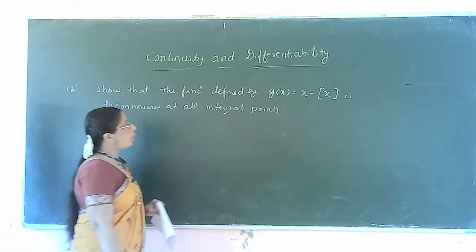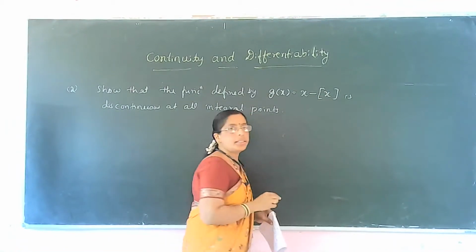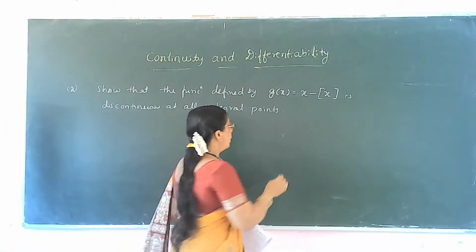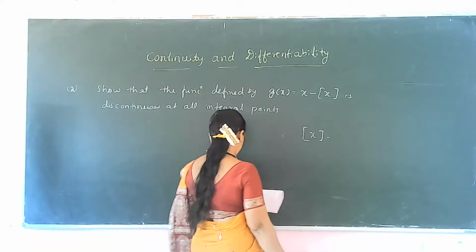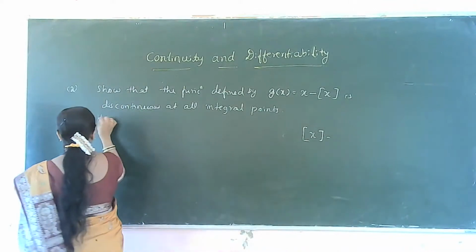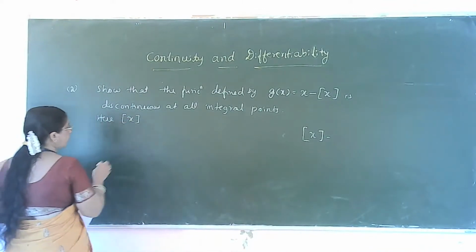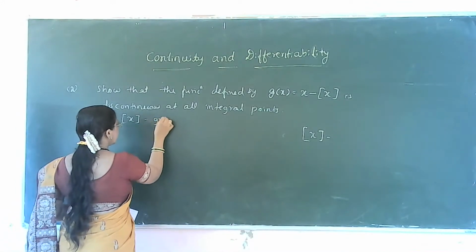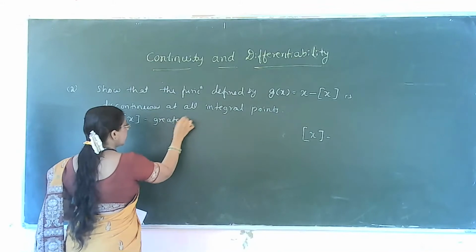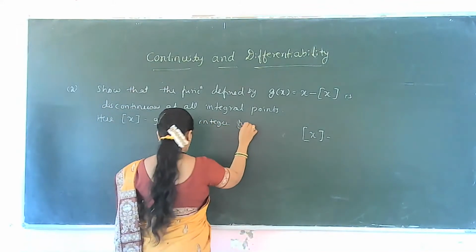So the function defined by g of x equal to x minus [x], it is the greatest integer function. This is the greatest integer function. Here it is denoted by square bracket x. It denotes the greatest integer function.